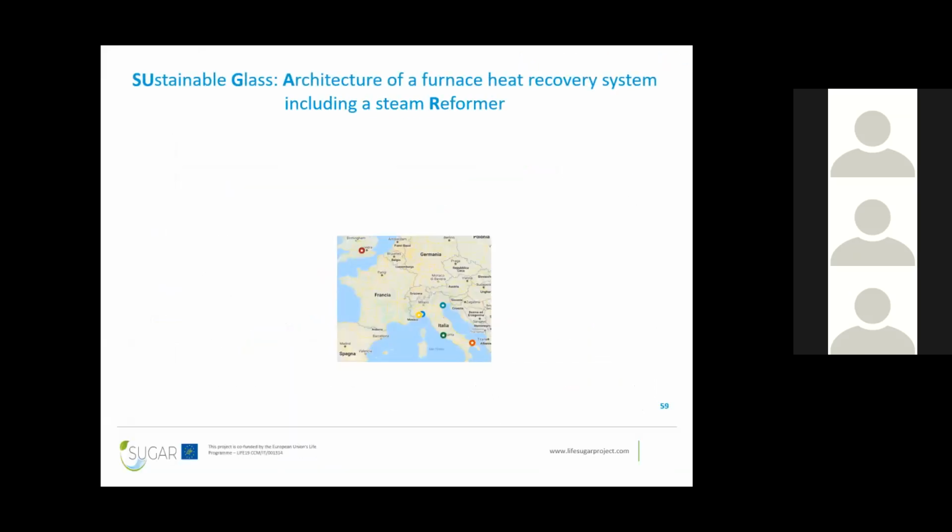Okay, the last thing I want to talk about before ending is the SUGAR project. It's a LIFE project. SUGAR stands for Sustainable Glass Architecture of a Furnace Heat Recovery System, including a steam reformer.